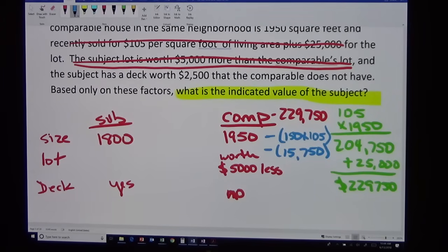Now, so we've done the size. Check. Lot. What we know about the lot is that the comp's lot is worth $5,000 less than the subject's. That means we have to bring the comp up by $5,000.